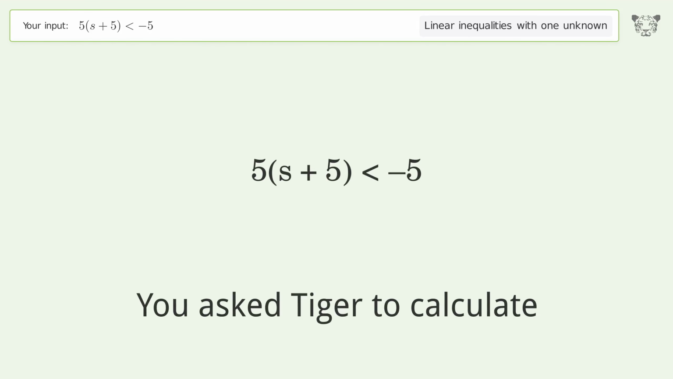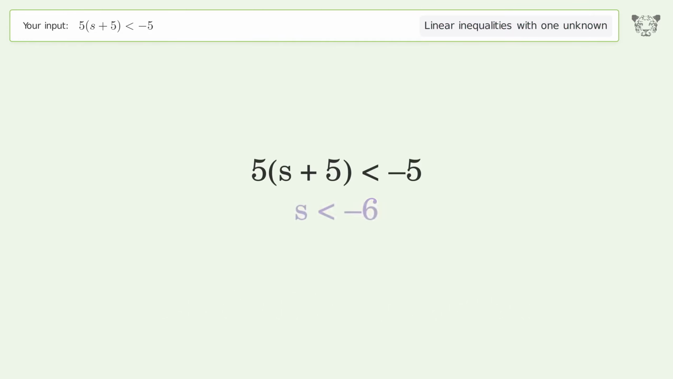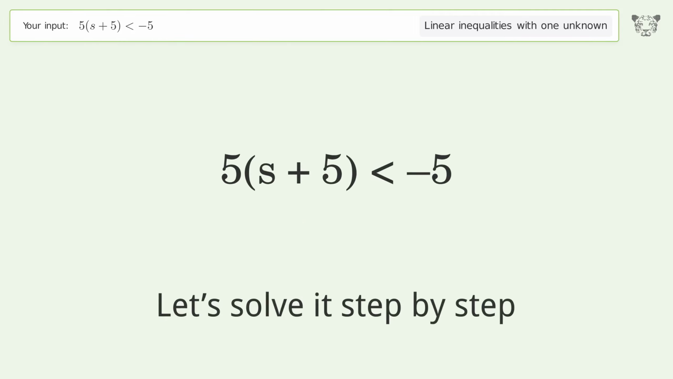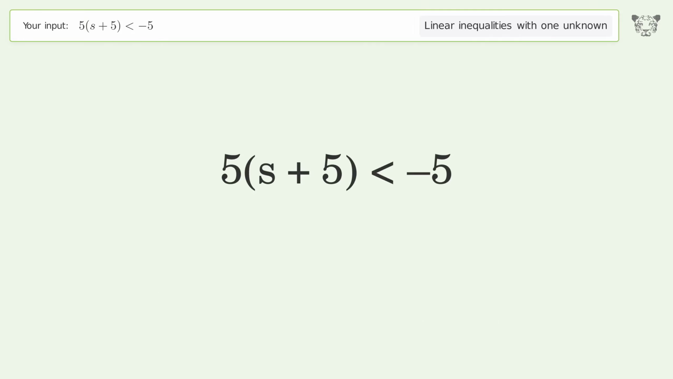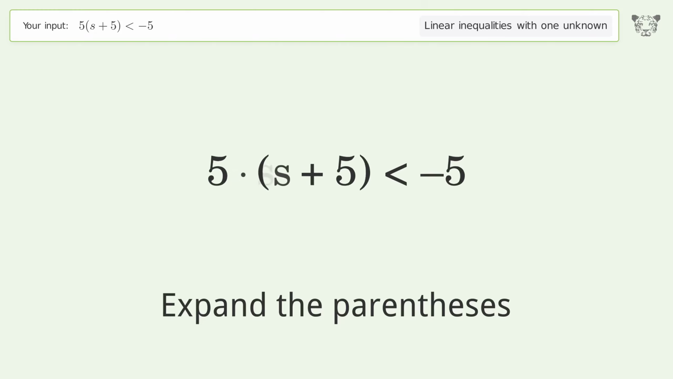You ask Tiger to calculate. This deals with linear inequalities with one unknown. The final result is s smaller than -6. Let's solve it step by step. Simplify the expression. Expand the parentheses.